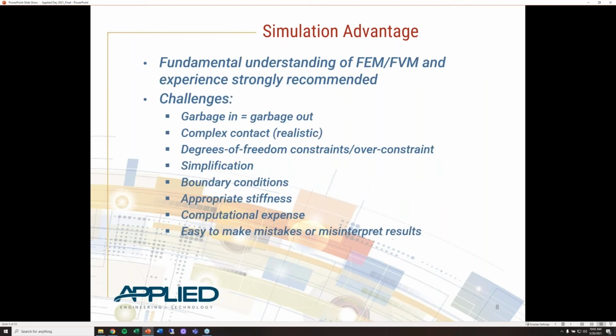Here at Applied, our team feels pretty strongly that a fundamental understanding of the finite element method and the finite volume method for CFD, and some experience, is strongly recommended. There are many challenges with setting up some of these simulations and analyses. Things like complex contacts, lots of degrees of freedom, how much simplification do we need? What are our boundary conditions going to do to affect the stiffness of the model? And what are all those things going to contribute to our overall computational expense? It can be fairly easy to make mistakes or misinterpret results. So again, some experience is definitely helpful when looking to set up some of these simulations.